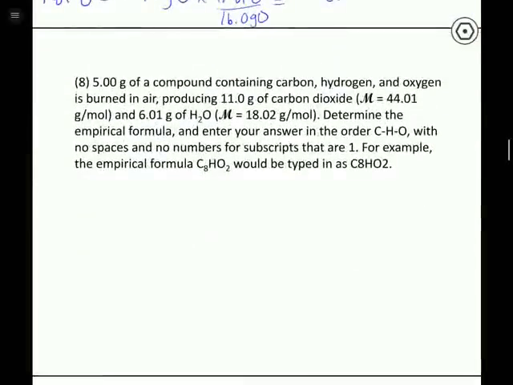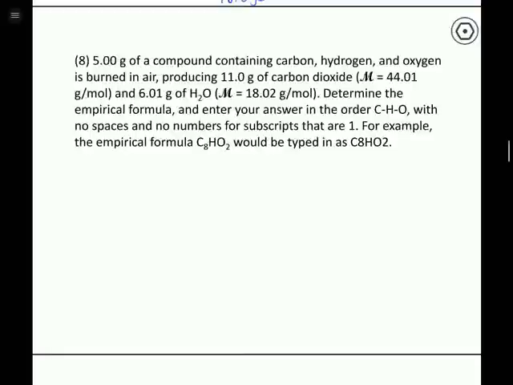And now another variation on the same theme is determining the empirical formula using combustion analysis. So question 8, we're not directly given masses of each element, or even indirectly. We have to find them out in a different way. So for combustion analysis, we take a compound, we burn it, and then we measure the mass of CO2 and water that forms.